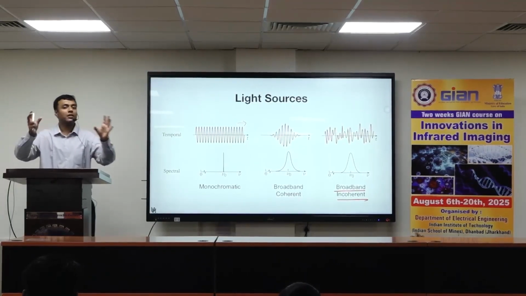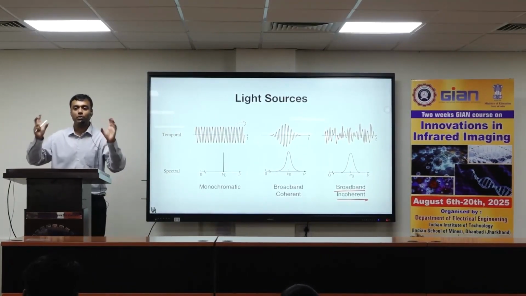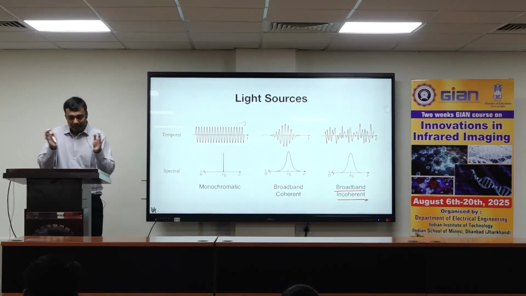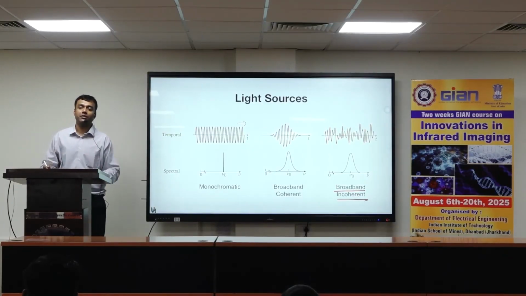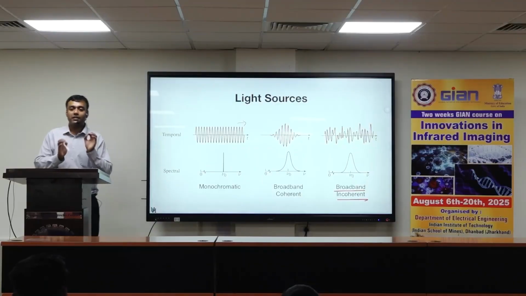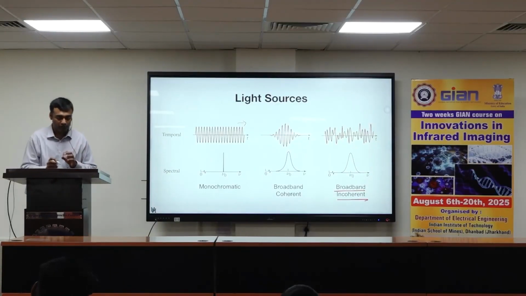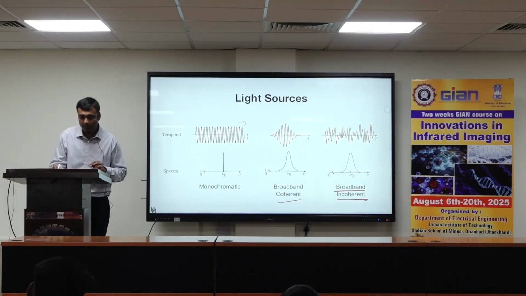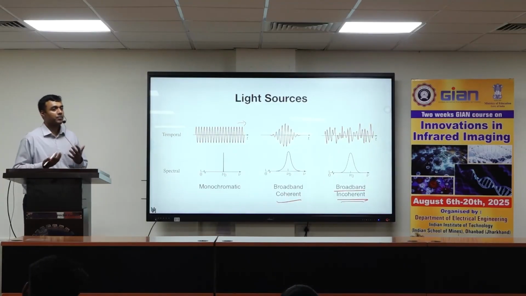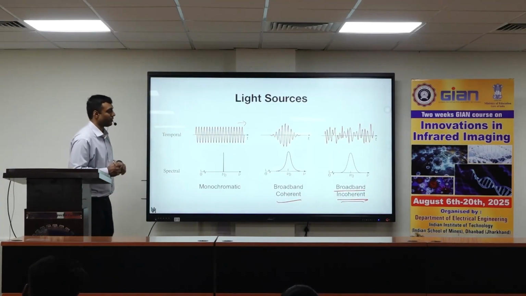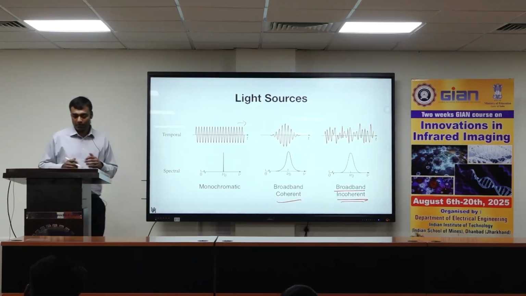They may all look purple, say, or blue or red. They even have a range of wavelengths, but they are very different because one is coherent and the other is incoherent. So those are important properties of light which are different.